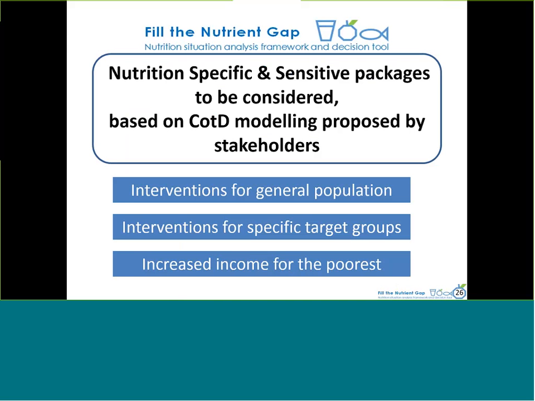So once we look at each of the individuals, we try and look at these different nutrition-specific and sensitive packages and how this could improve affordability of a nutritious diet. We look at interventions for the general population, as well as for specific target groups, such as the lactating woman, the adolescent girl, and the child under two. And we also look at interventions that try and increase the income for the poorest. This could be through cash transfers, or it could be through other types of interventions that increase income.